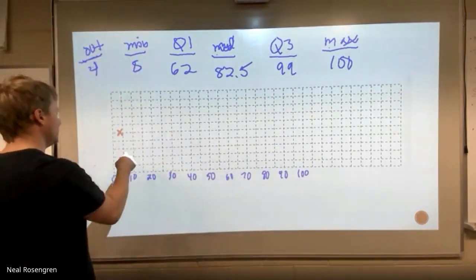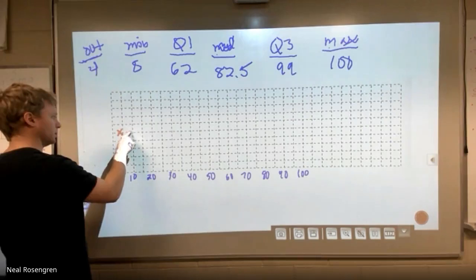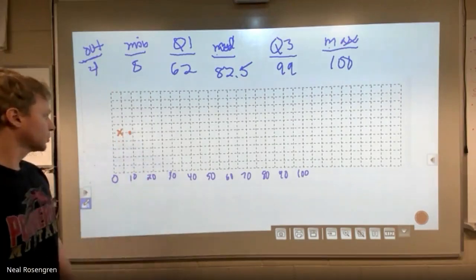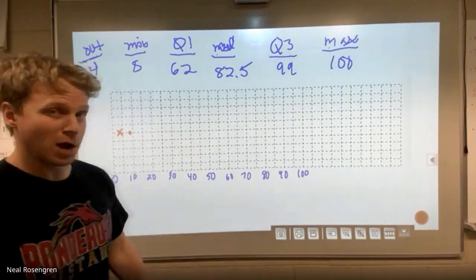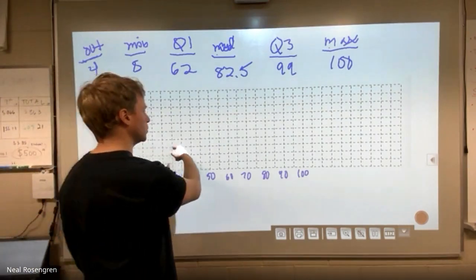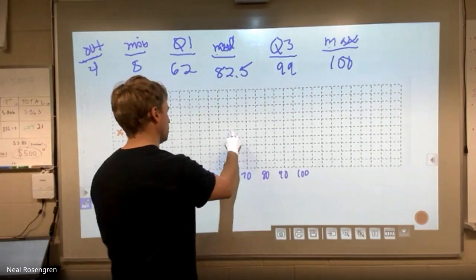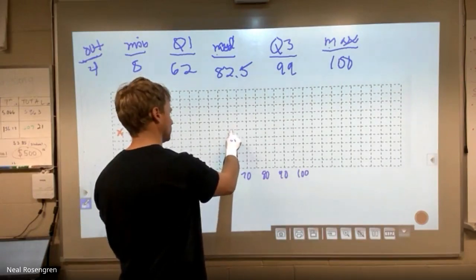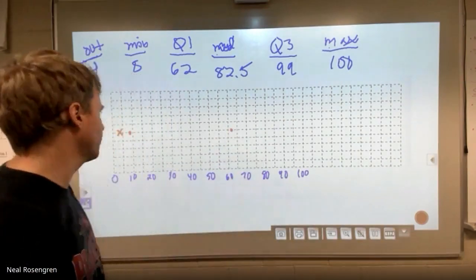Cool, minimum at 8. So it's pretty close, actually. It's right there. So that outlier isn't super far away from the rest of the data, but it is there. All right, so wow, 62. Yikes, way over here. 62, almost halfway between 60 and 65.